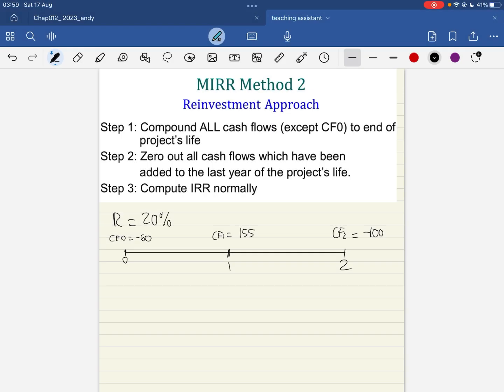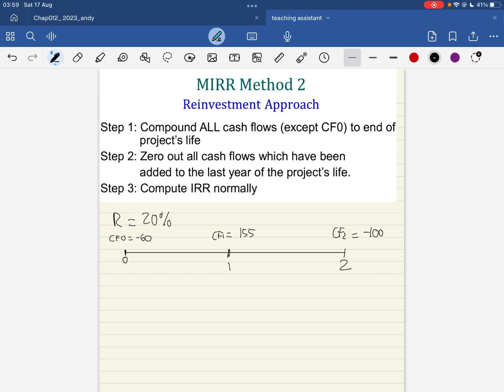Popping up on the screen right now is the second method. We call it the reinvestment approach. So step 1 is to compound all the cash flow except CF0 to the end of the project's life. Step 2 is to zero out all the cash flows which have been added to the last year of the project's life. And step 3 is to compute the IRR normally.